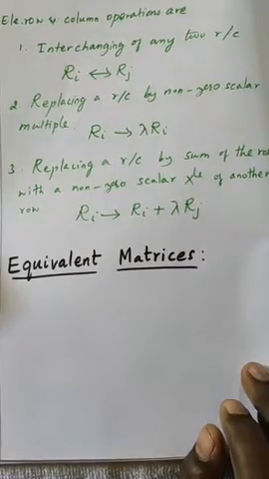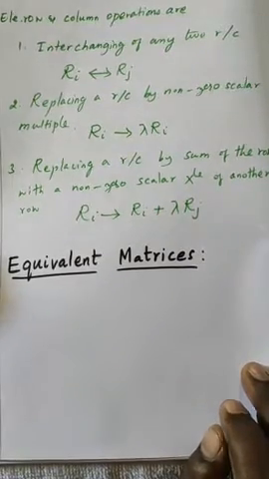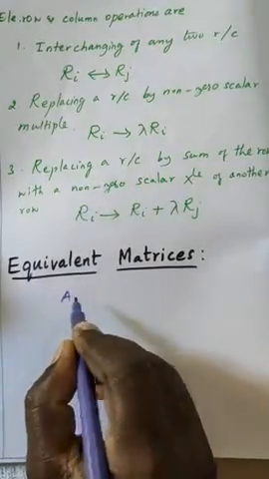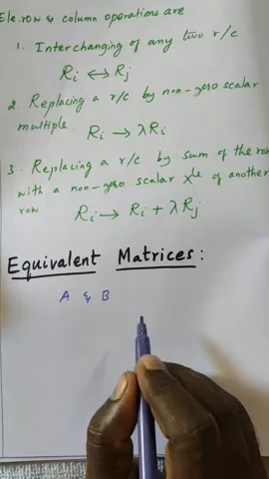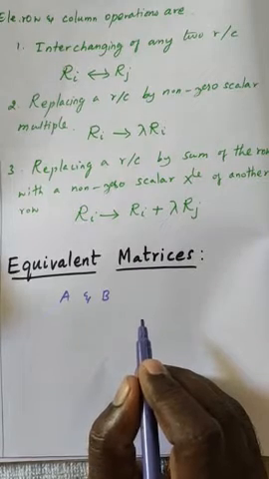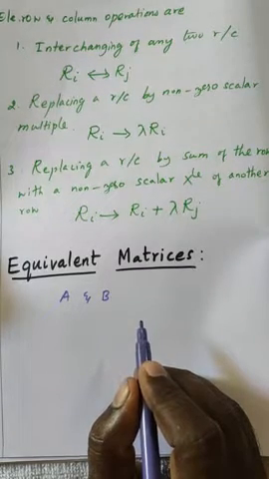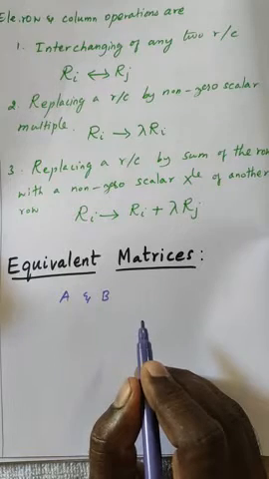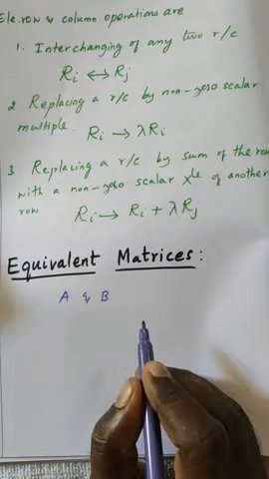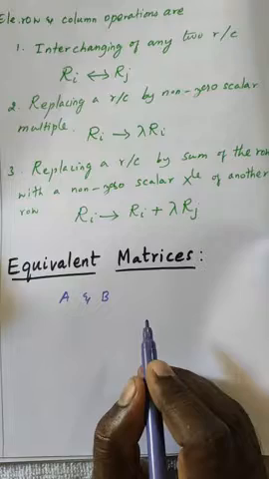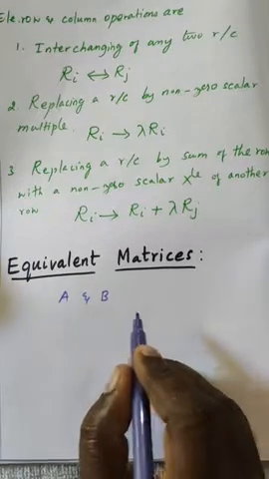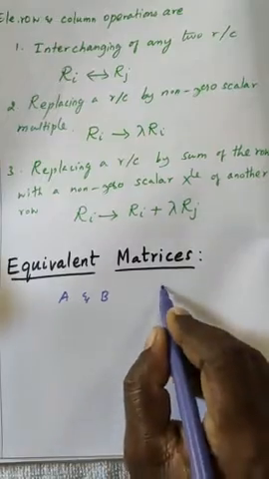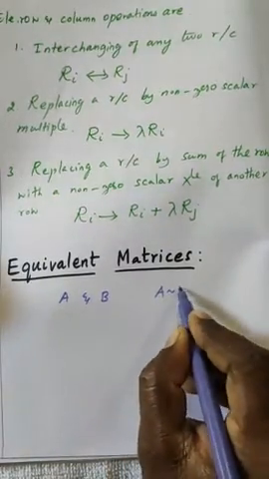Equivalent matrices. Two matrices A and B of same order are said to be equivalent to one another if one can be obtained from the other by the application of elementary transformation. Symbolically, we can write A equivalent to B.